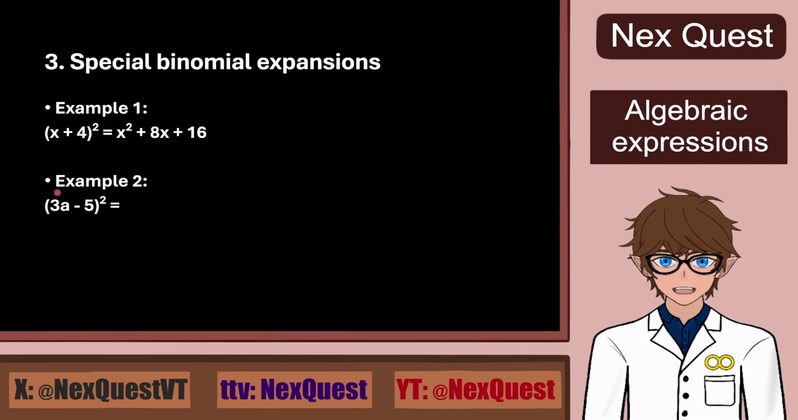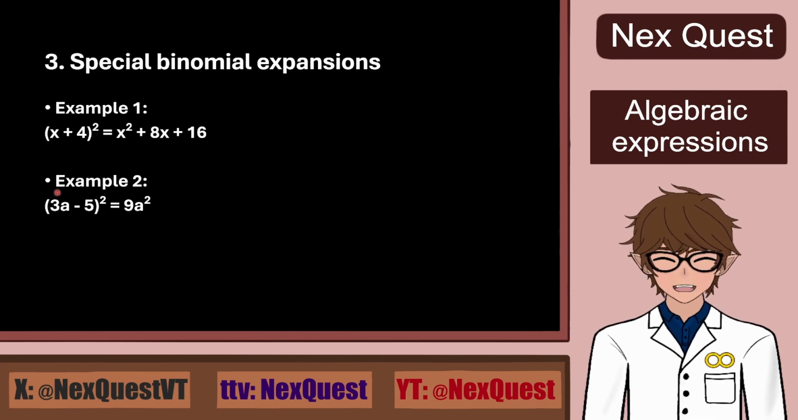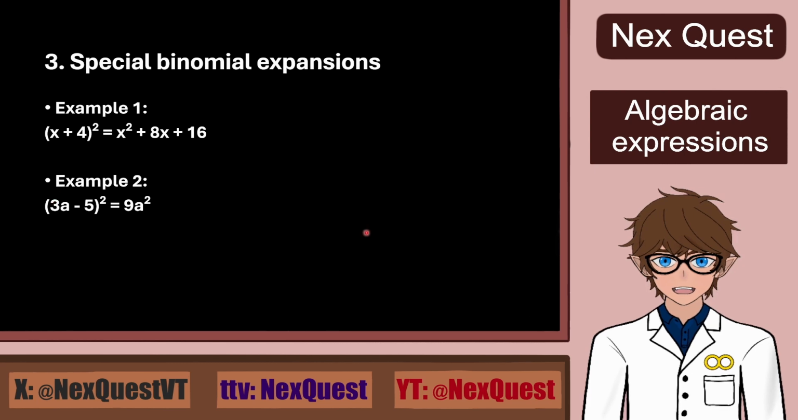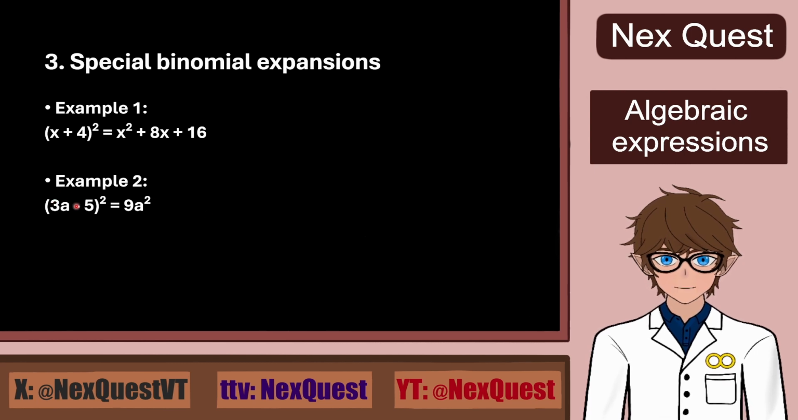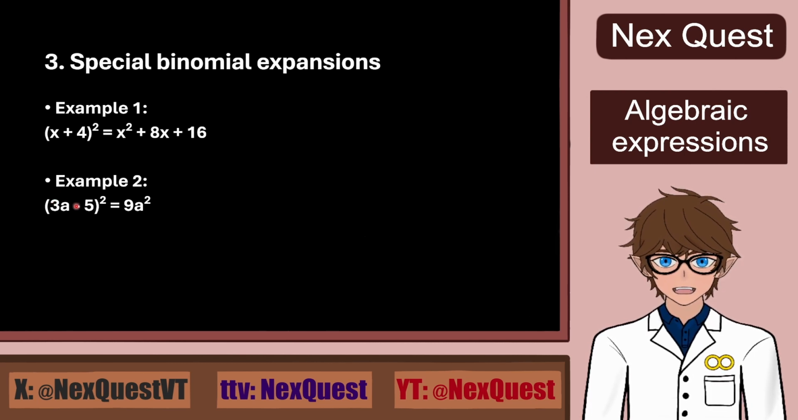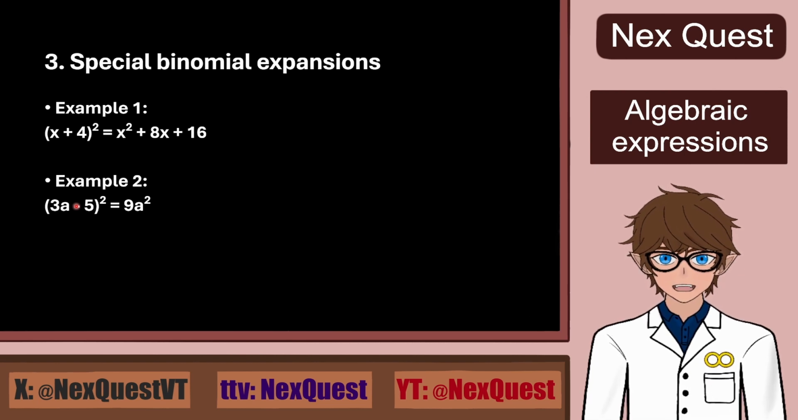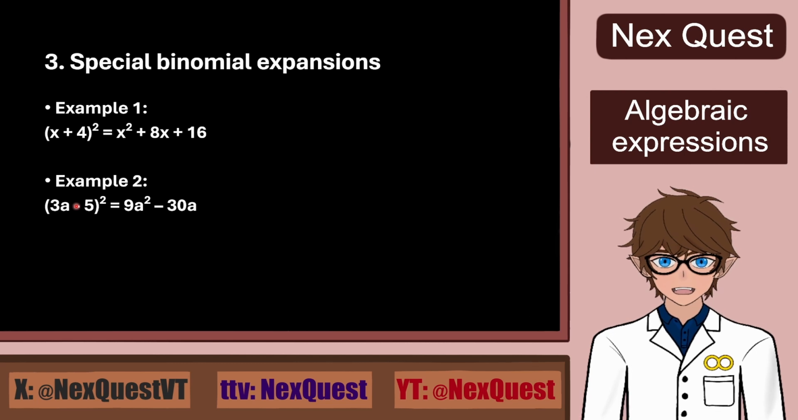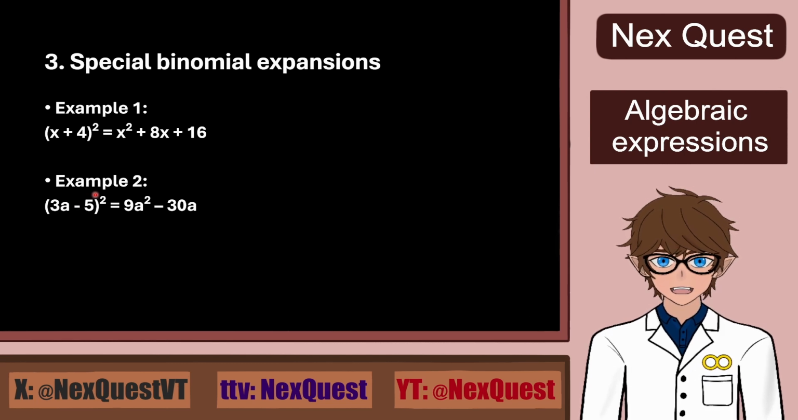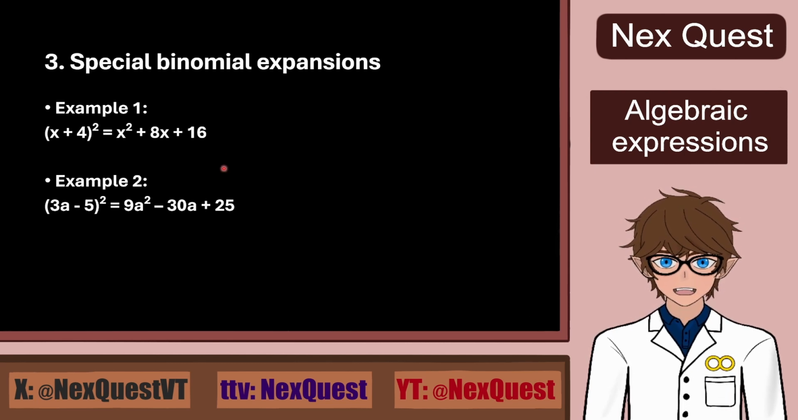We square the first part, we get 9a squared minus 2ab, because we see there's a negative sign here. So minus 2 times 3a times 5. 3 times 5 is 15. 2 times 15 is 30. Minus 30a. And lastly, we have minus 5 squared, which gives us 25.